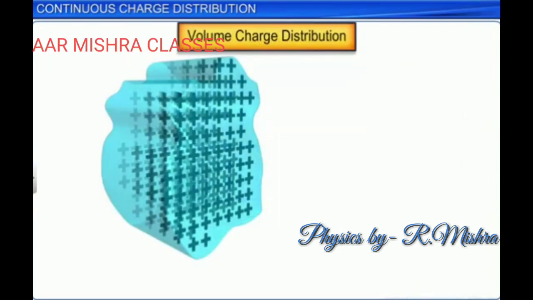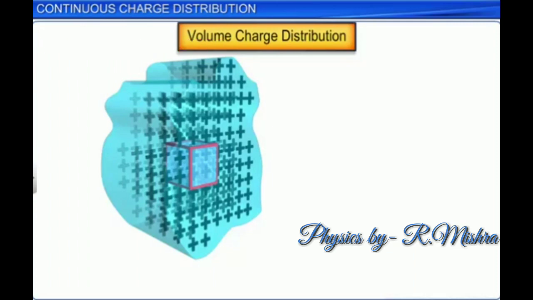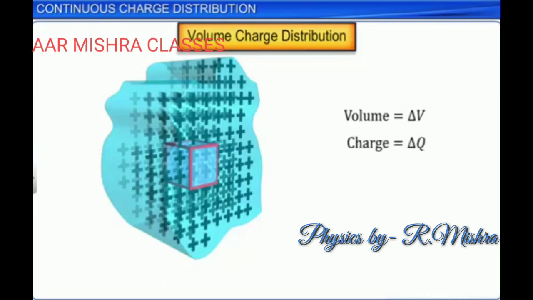Now let us consider a volume charge distribution. Consider a volume V carrying a charge Q. Let us assume that the total volume is divided into a number of small elements, each of volume delta V having a charge delta Q. Then, volume charge density or charge density ρ of such a volume charge distribution is defined as the charge per unit volume. Thus, ρ is equal to delta Q by delta V and is measured in coulomb per meter cube in SI unit. It is a scalar quantity.